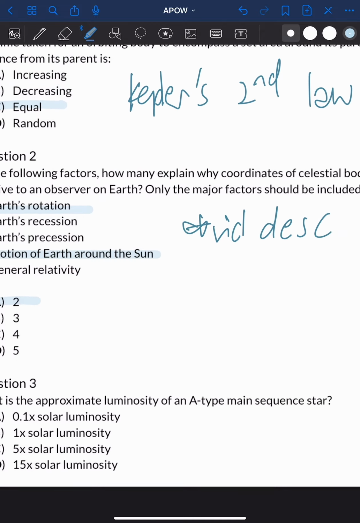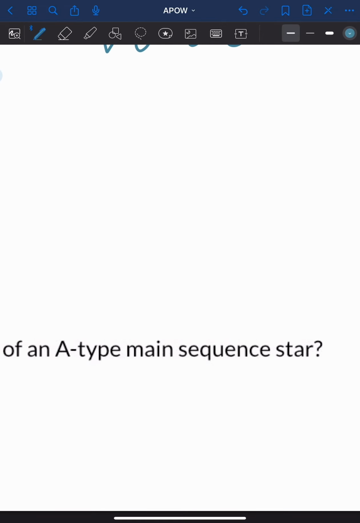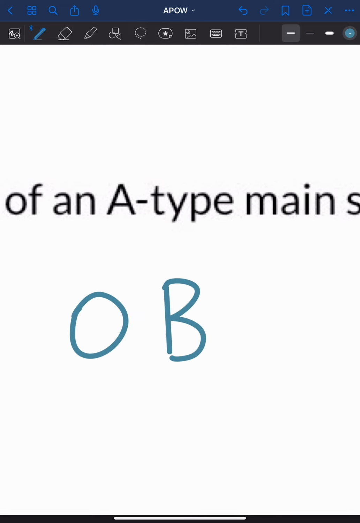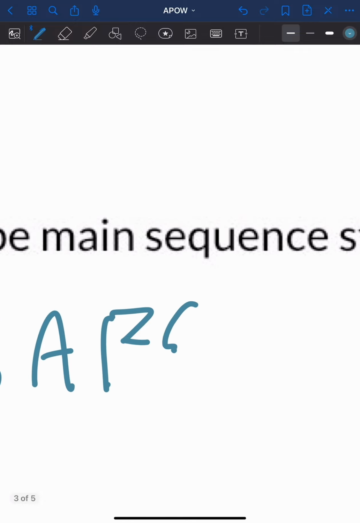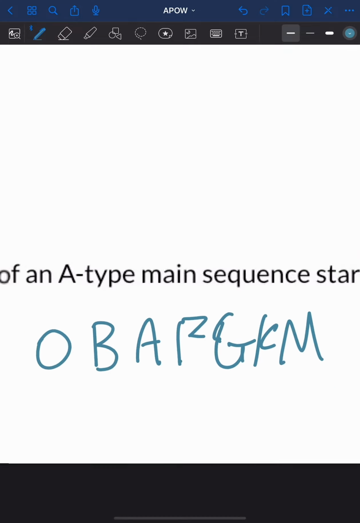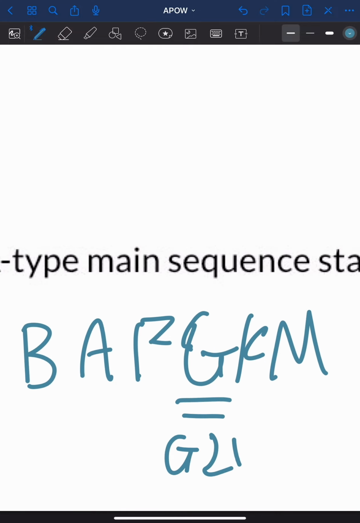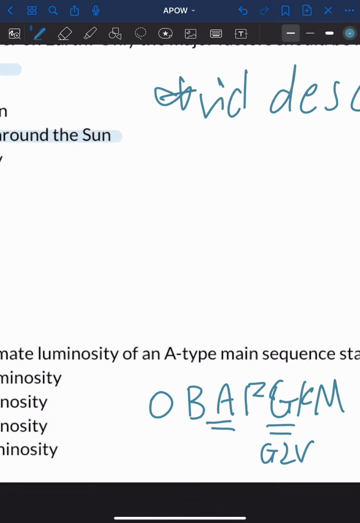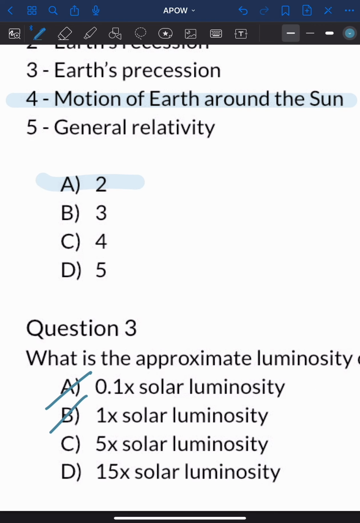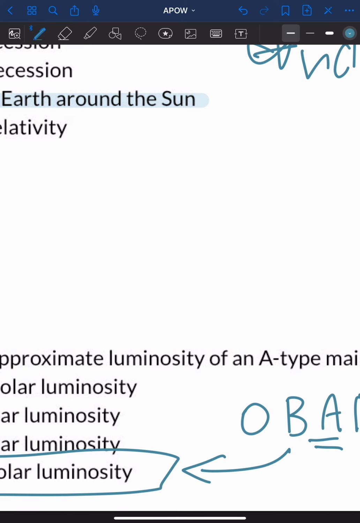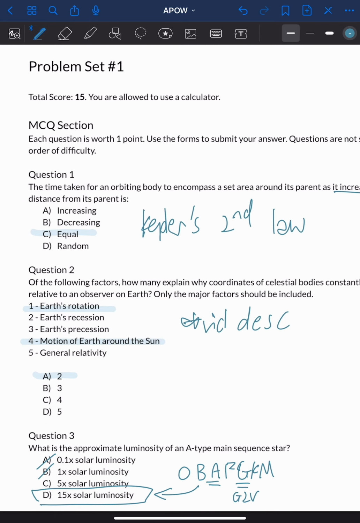So question 3, what's the approximate luminosity of an A-type main sequence star? This one's a bit of a guessing game, but to be honest, when I did this, I wasn't too sure either. Just remember the general HR sequence: OBAFGKM, and then just remember that the Sun is a G2V, and an A is up here, so we can give a large estimate. We can eliminate these two immediately, and then just go with D, because it's an educated guess kind of thing. But if you really want to look at it, just check out the HR diagram.